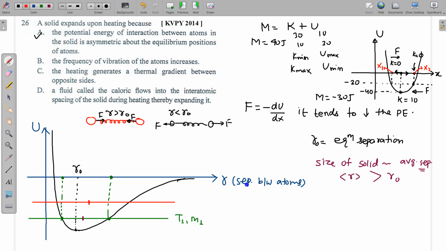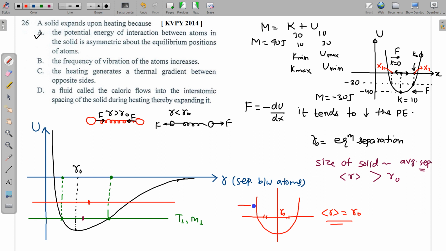If curve would have been symmetric, suppose this is a symmetric curve, I have also taken example like this earlier also. In the symmetric curve, you can simply see this is the equilibrium position and the separation between the atoms will be symmetric, and if we find the average separation, this length and this length will be same. If we find the average separation in this kind of curve, then average separation will be equal to R naught, which is equal to the equilibrium separation. Even if we increase the temperature, then nothing will change. Average separation will be equal to R naught.